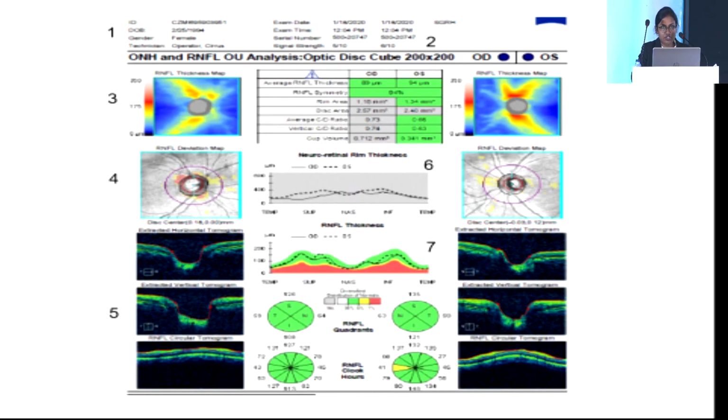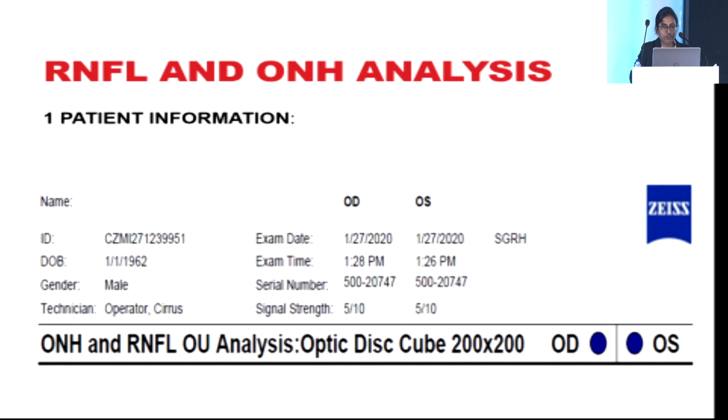So this is a Cirrus HD OCT picture which is divided into different sectors, which we'll be discussing in this presentation. First sector is the patient information. This patient information is very important. We have to enter the patient information very carefully because if we enter the data incorrectly in the follow-up visit, the machine will recognize that patient as a different one and will not compare that scan with the previous scan. So it is very important to fill all of the patient information very accurately every time.